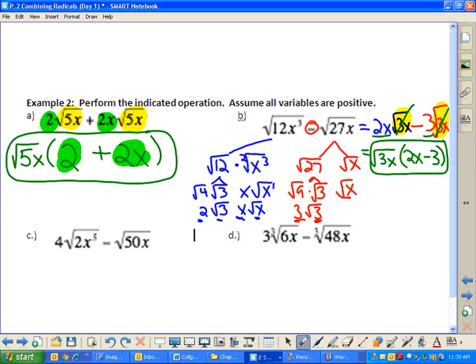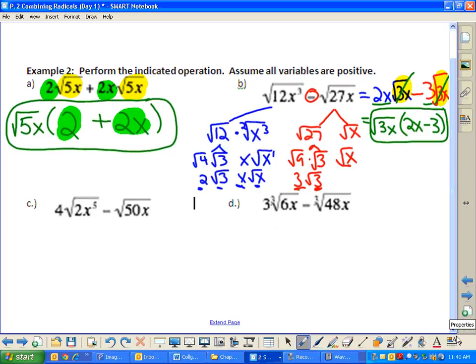Questions so far? C and D, just a little more of the same. So part C, I am going to go ahead and simplify first. I'm going to simplify 4 square roots of 2x to the 5th. And then I'm going to simplify the square root of 50x. And then I'll try to find the difference between those simplified parts.